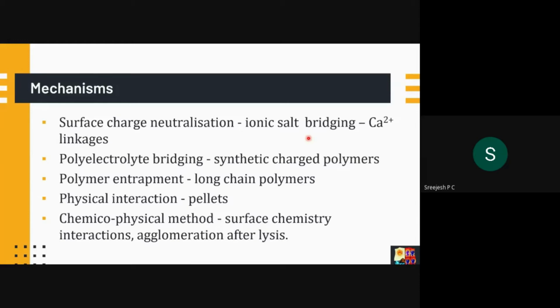Or it can be a combination of chemical-physical methods. Like first there will be a coagulation followed by a flocculation taking place, which involves the surface chemical interactions and the agglomerization after lysis. So all these can be the reasons, one or another, for the formation of flocs. Okay, so when you do any type of flocculation, your reaction can be classified into any of these groups.